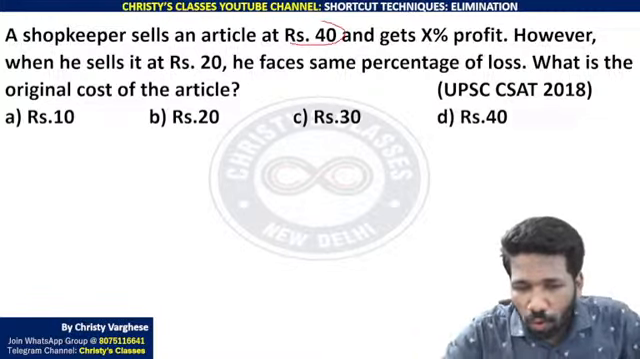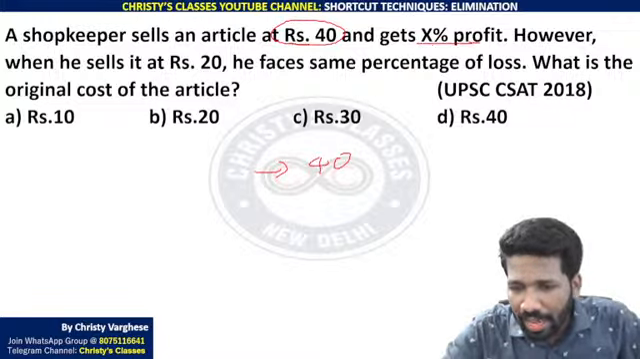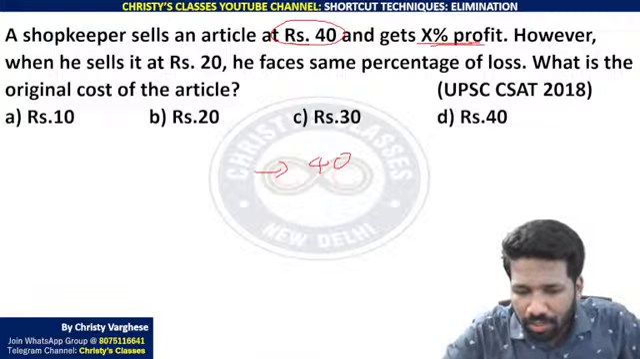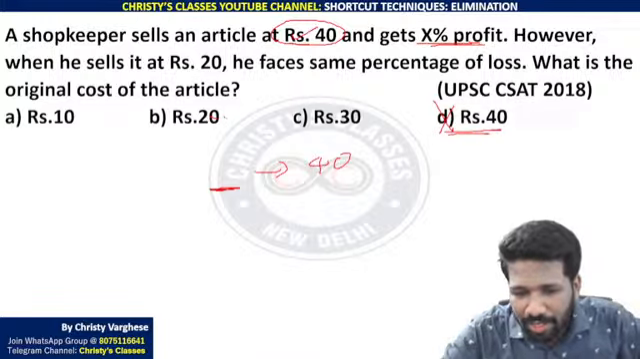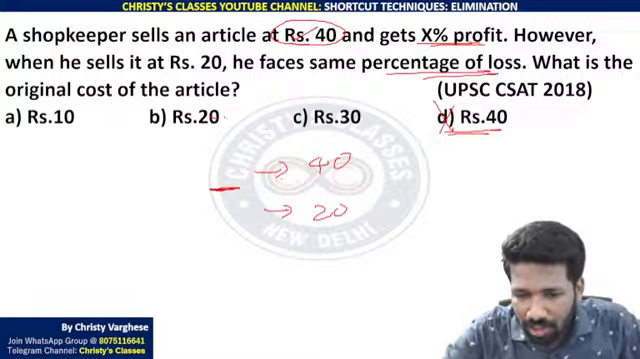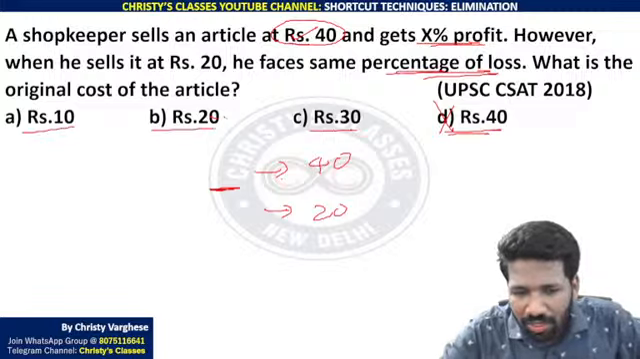How? 40 is the price at which you are selling it at first, and you get a profit. To get a profit, the initial price should be less than 40. Initial price should be less than 40. It cannot be equal to 40. So option D is eliminated by reading the statement itself. And next, it is told that you sold it at 20 rupee. So the original cost should be more than 20, then only you can get a loss. If it is more than 20, like if it is 30, you get a loss. But if it is 10 or 20, it is not a loss at all.